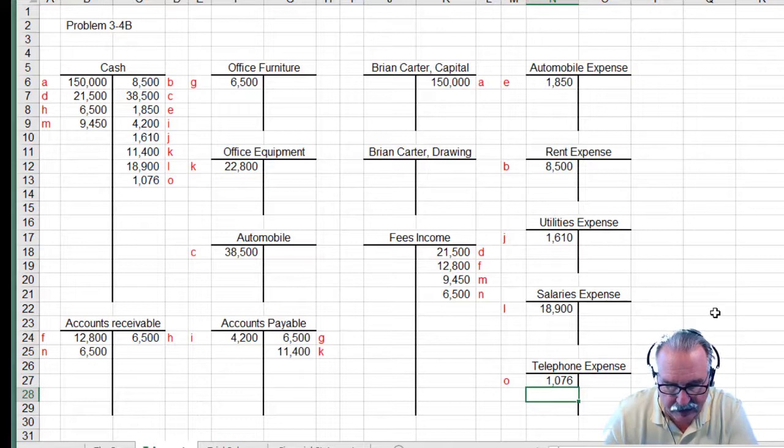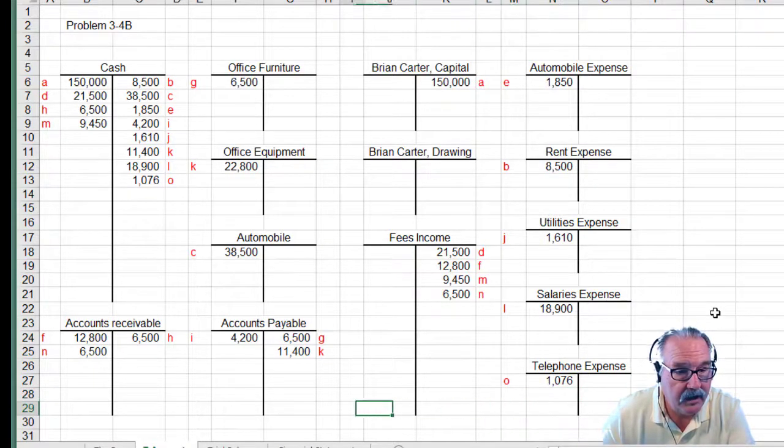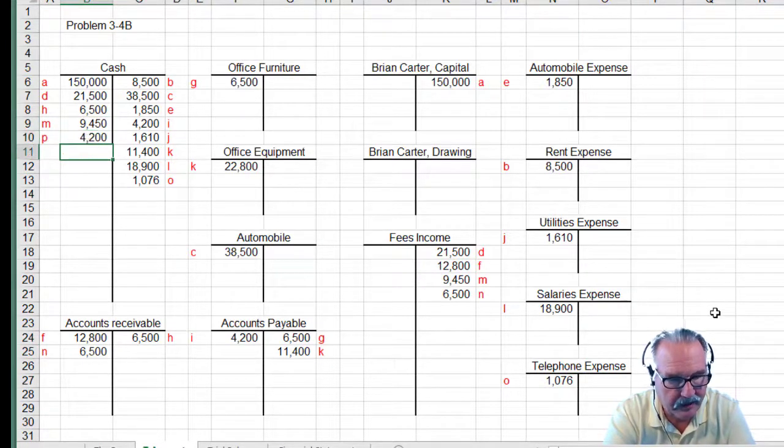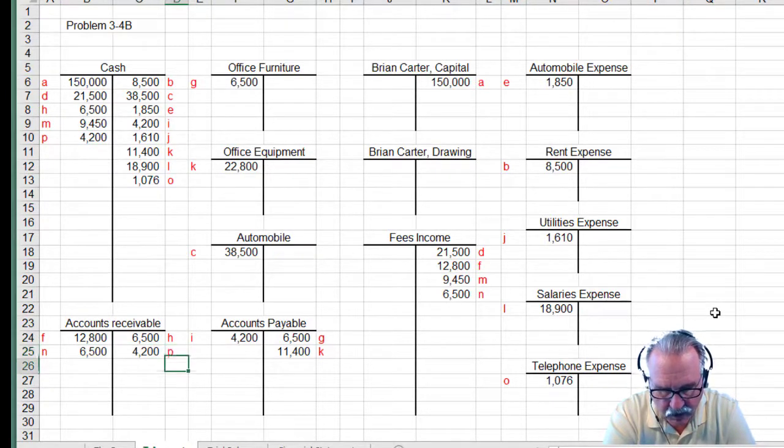P, collected $4,200 on accounts receivable from charge customers. So more of our customers paid us, and cash went up. $4,200 debit to cash, and we're going to reduce accounts receivable with a credit. Accounts receivable is an asset. It goes down with a credit. Our customers paid us. They don't owe us anymore.